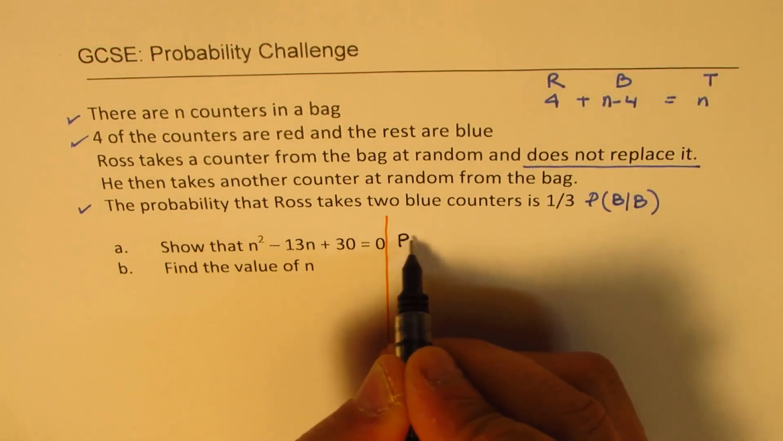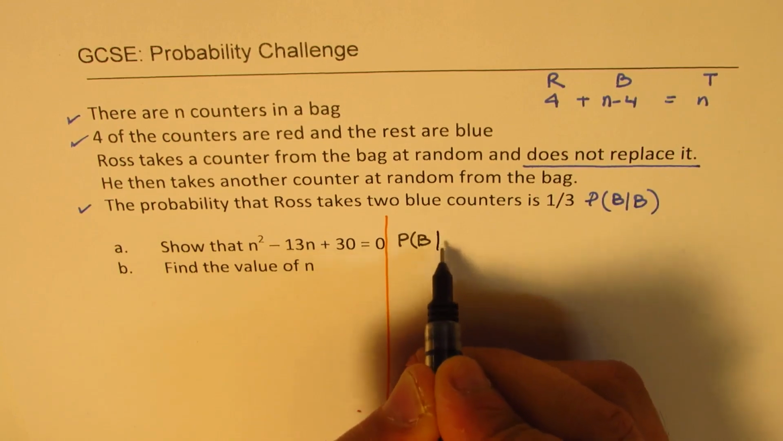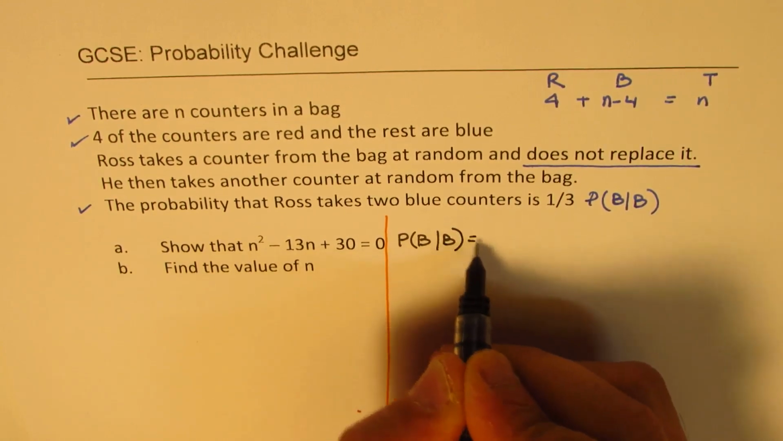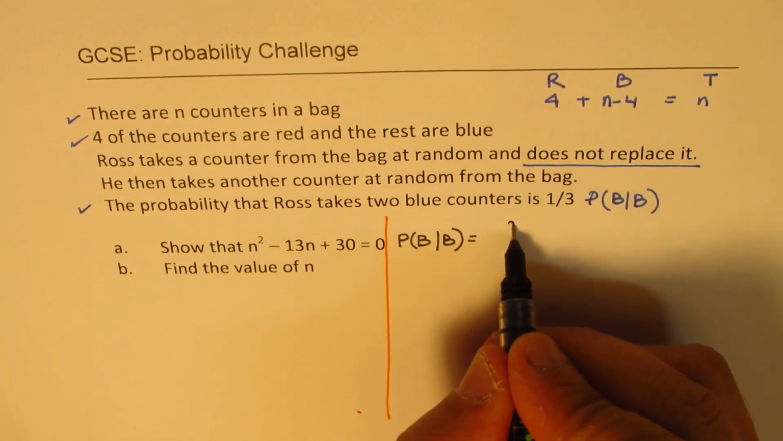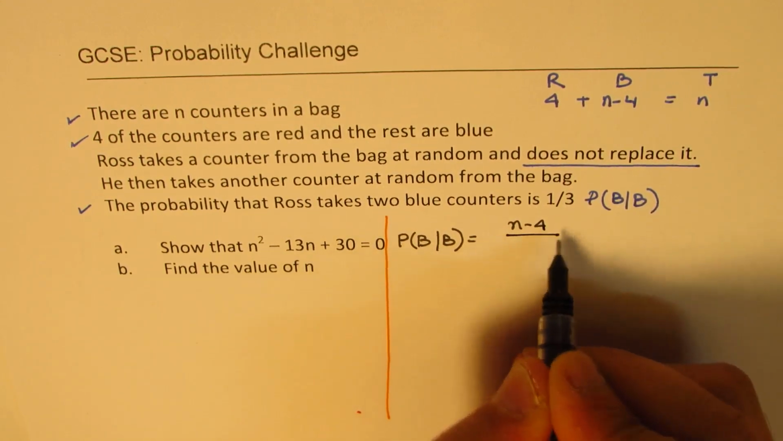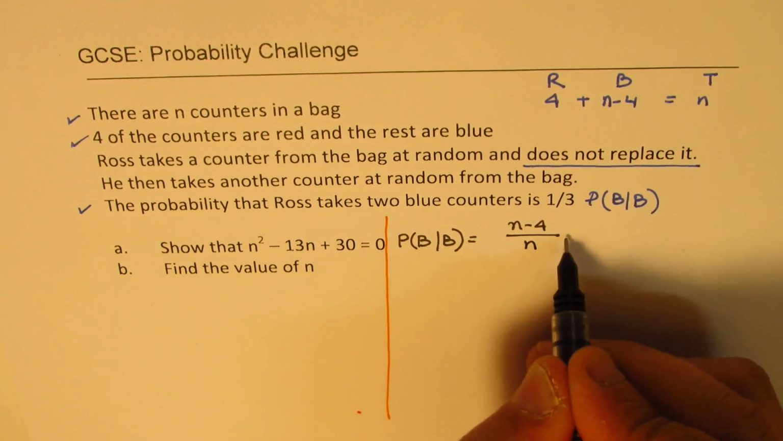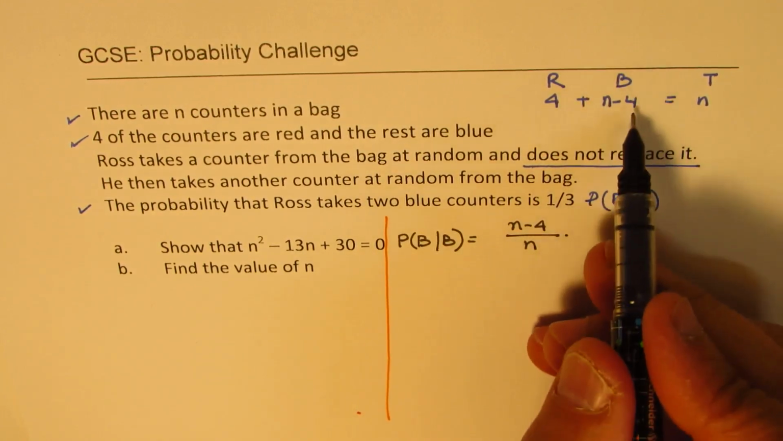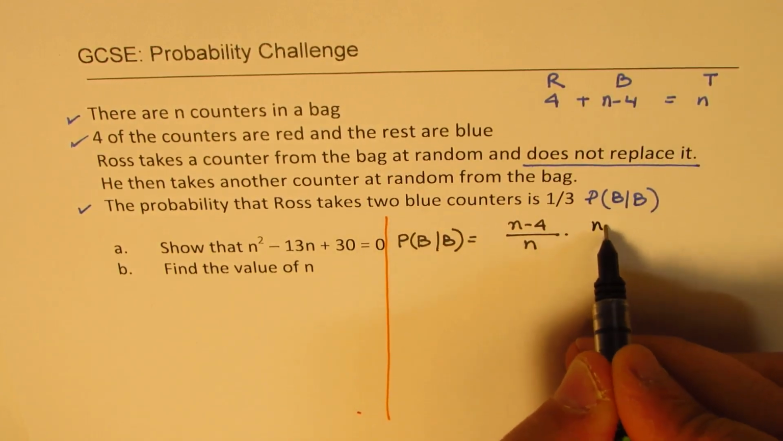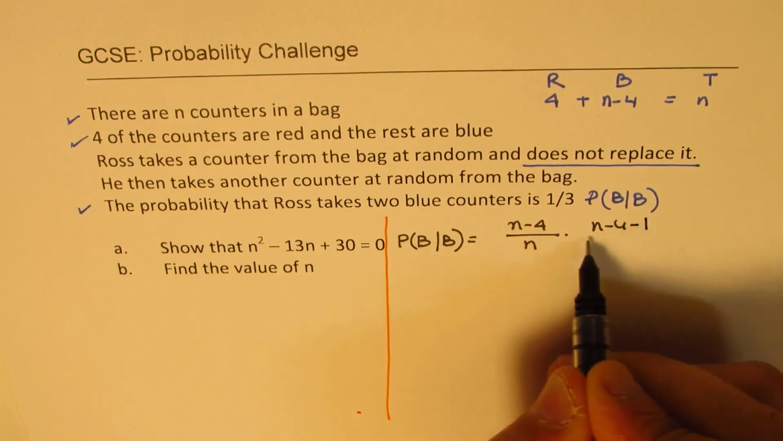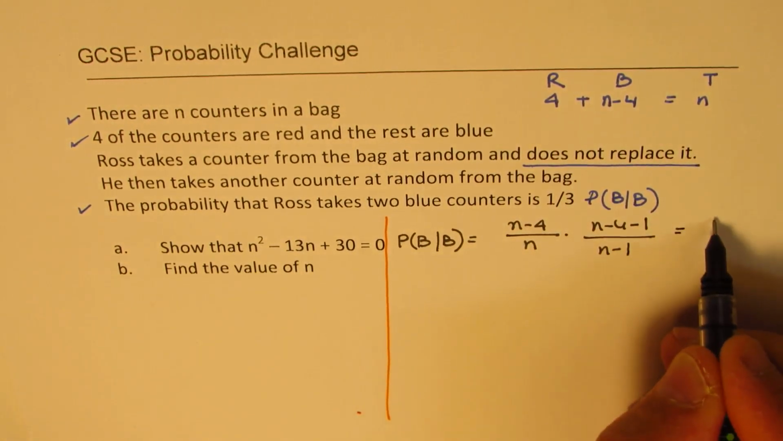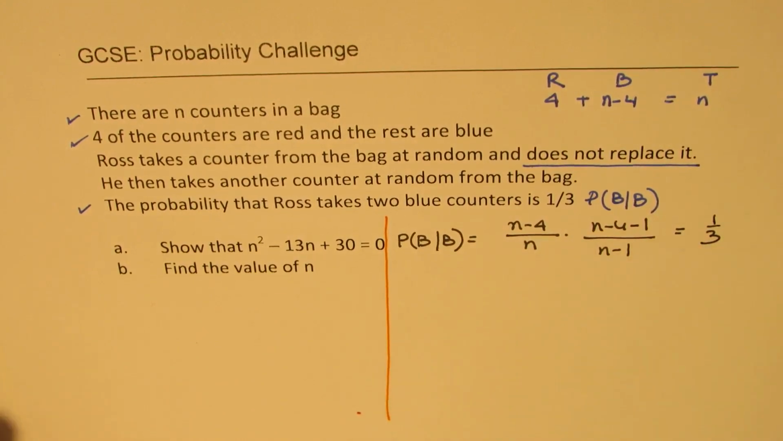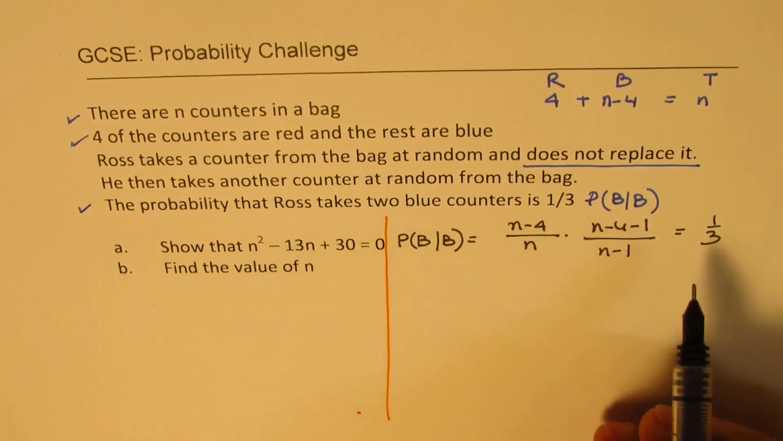So what is the probability of taking out blue first and then again a blue, right? So a blue first will be, there are so many blues, which is n minus 4 over a total of n, correct? Times, if I take 1, I get 1 less, right? So we get n minus 4 minus 1 blue. And here the total also reduced by 1, and that is equal to 1 over 3. Is that equation clear? Simple as that, correct? Perfect.